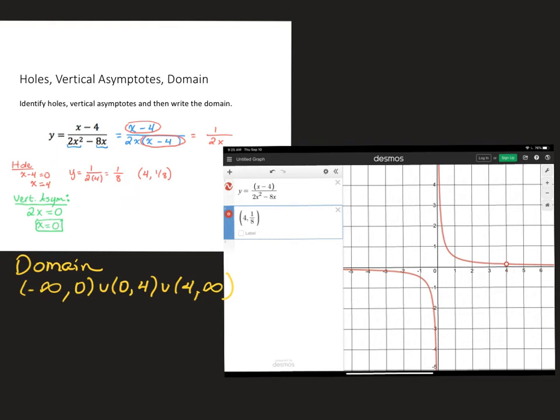If you're graphing in Desmos, Desmos won't actually show the hole on the graph, so I have it plotted on a second line. But if you trace the graph with your cursor and you go over 4, you'll see that the value 4 is undefined on the graph. So there is a hole here at 4, 1/8, and then we also have the vertical asymptote at x equals 0.